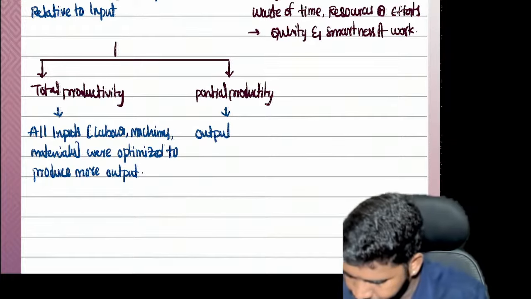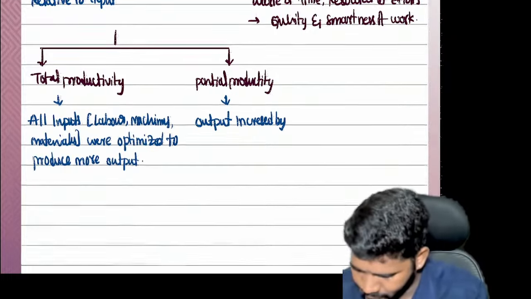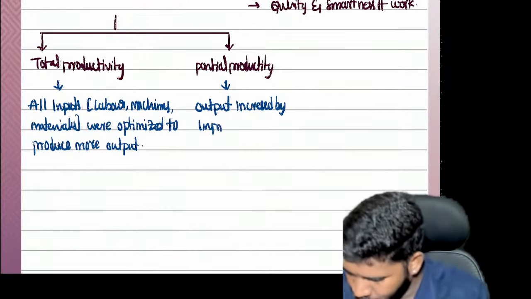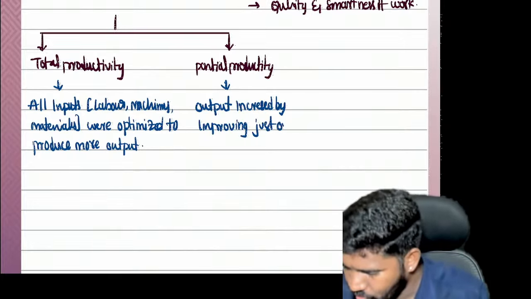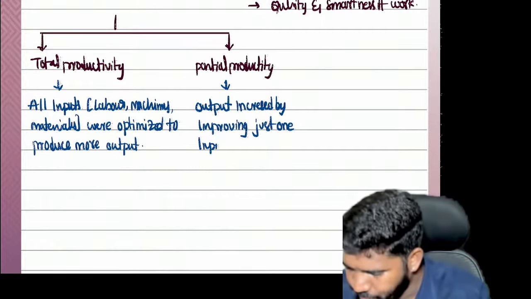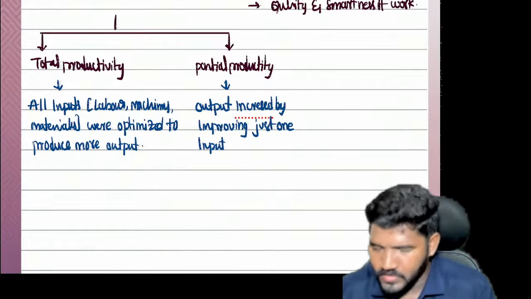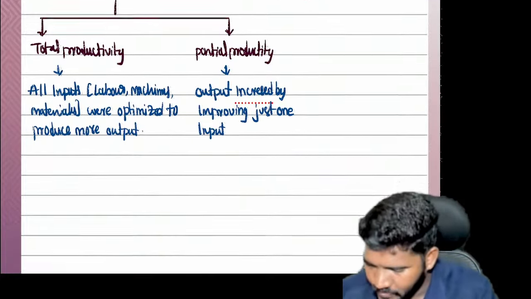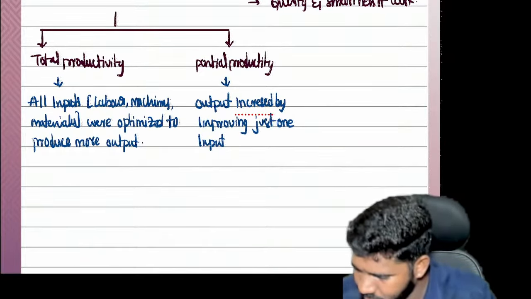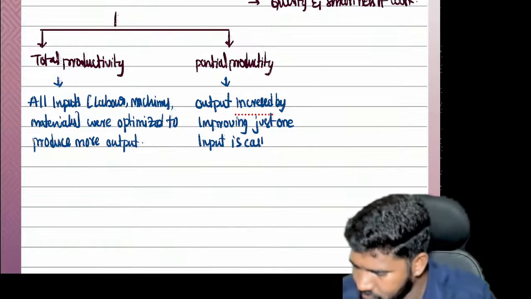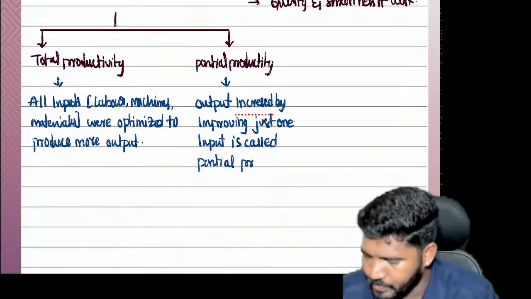Output is increased by improving just one input. I'm not optimizing all the inputs; I'm improving only one input. So it is called partial productivity.